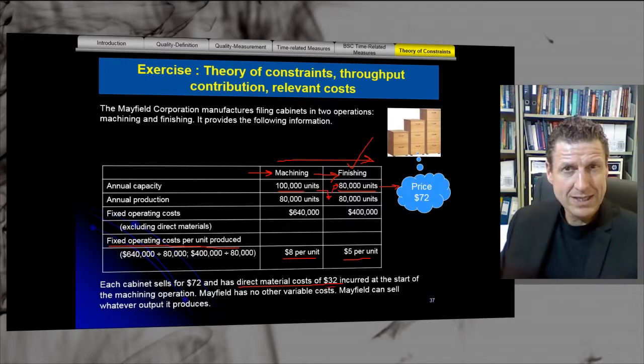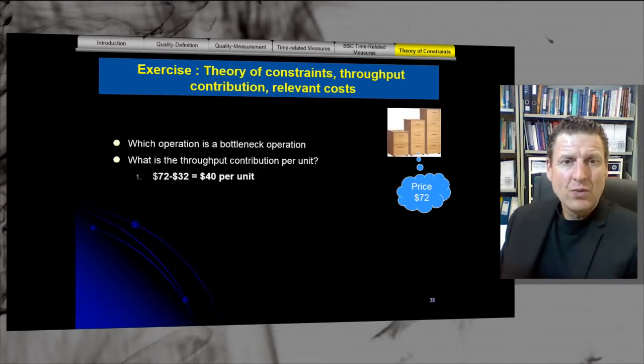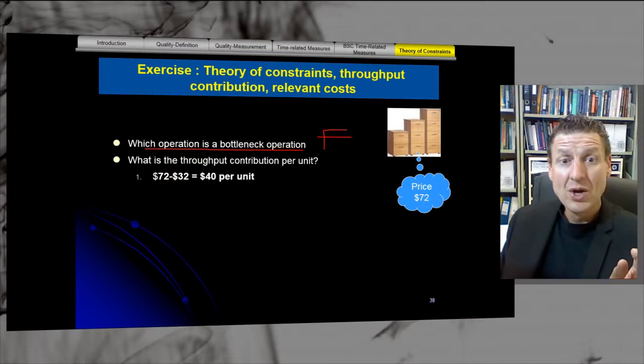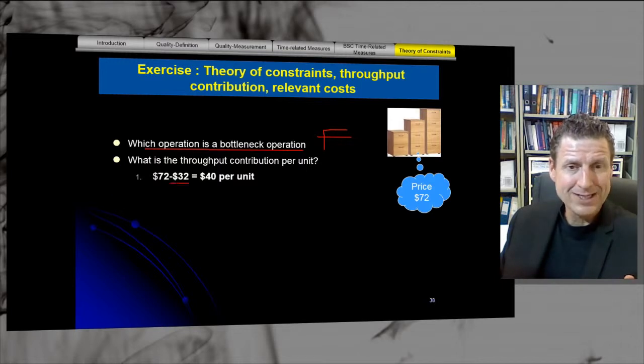So let's have a look at, knowing that, how that is relevant to particular decisions that we may have to make. Here's the question to summarize where we're up to. Which operation is a bottleneck operation? You got it. It is finishing with 80,000 units. What is the throughput contribution per unit? Well, it's going to be the price minus the direct materials. Direct materials costs only. That's $40 per unit.